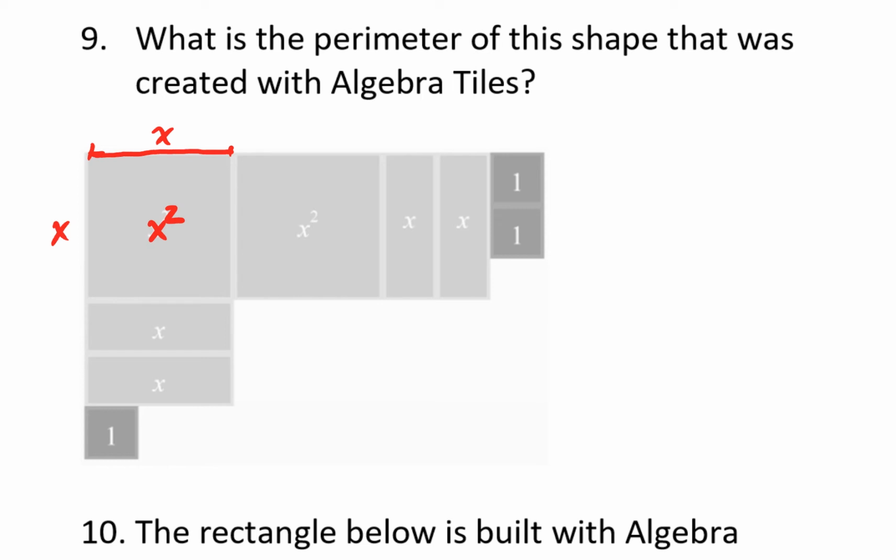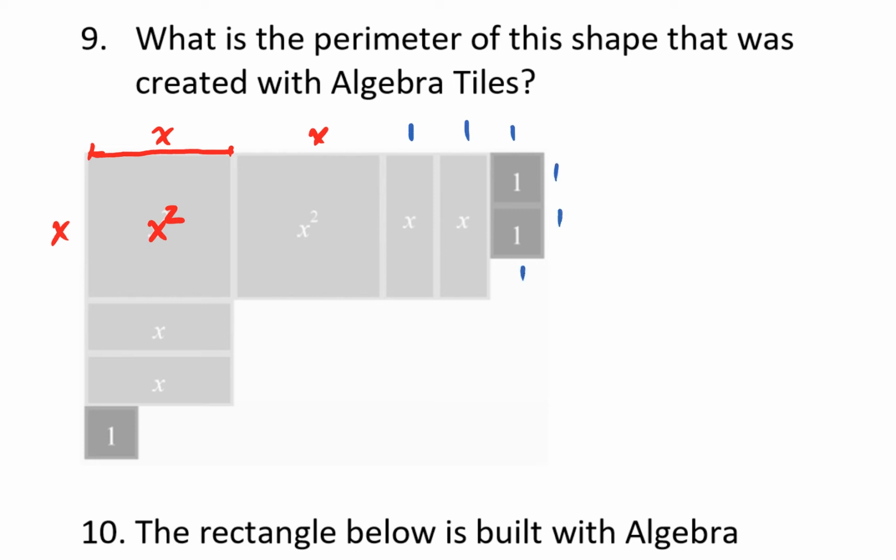So as I go around and I look at this, most of these pieces are pretty straightforward, right? I've got an X, I've got another X. Let me use a different color for the unit. So this is 1 unit long, 1, 1, 1, 1, 1.